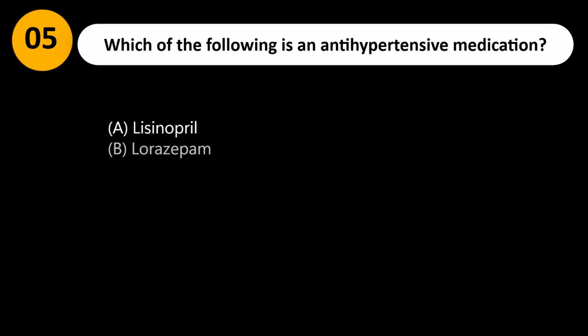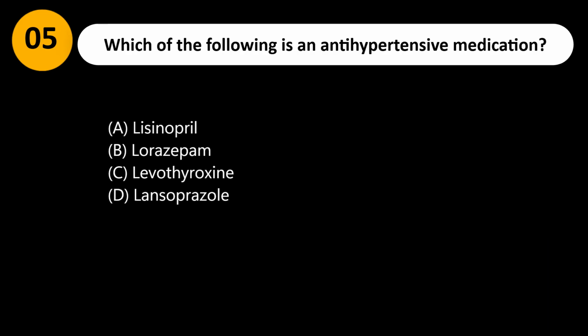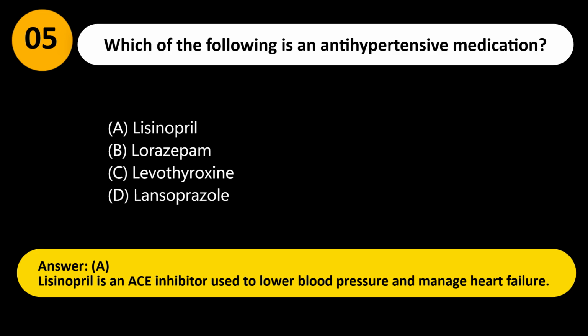Which of the following is an antihypertensive medication? A. Lisinopril. B. Lorazepam. C. Levothyroxine. D. Lansoprazole. Answer, A. Lisinopril is an ACE inhibitor used to lower blood pressure and manage heart failure.